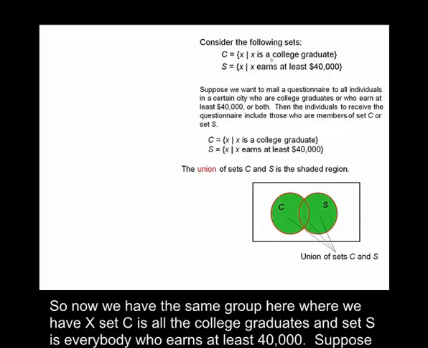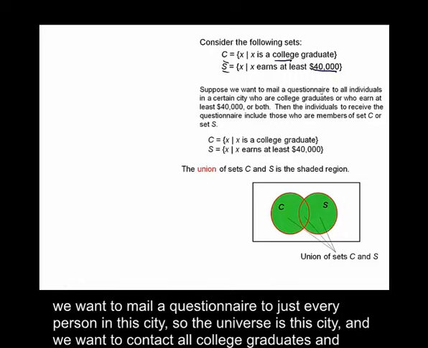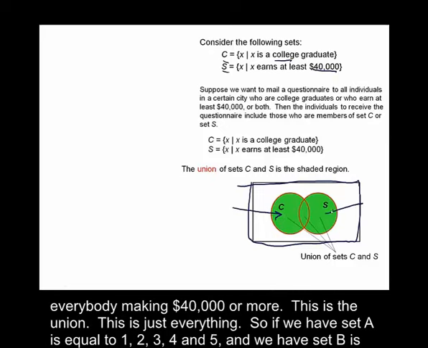So now we have the same group here where set C is all the college graduates, and set S is everybody who earns at least $40,000. Suppose we want to mail a questionnaire to just every person in this city. So the universe is this city, and we want to contact all college graduates and everybody making $40,000 or more. This is the union. This is just everything.